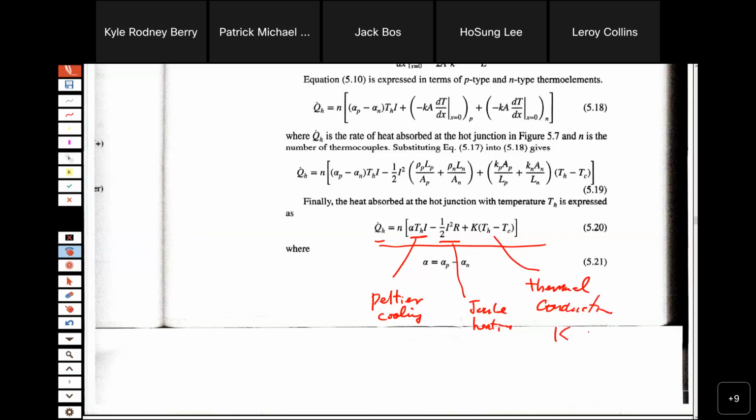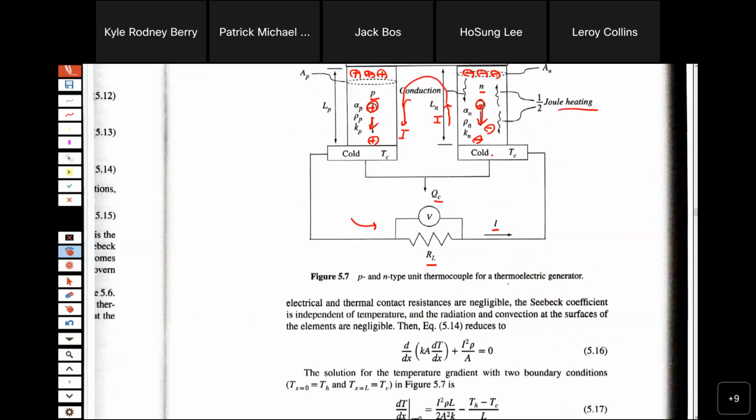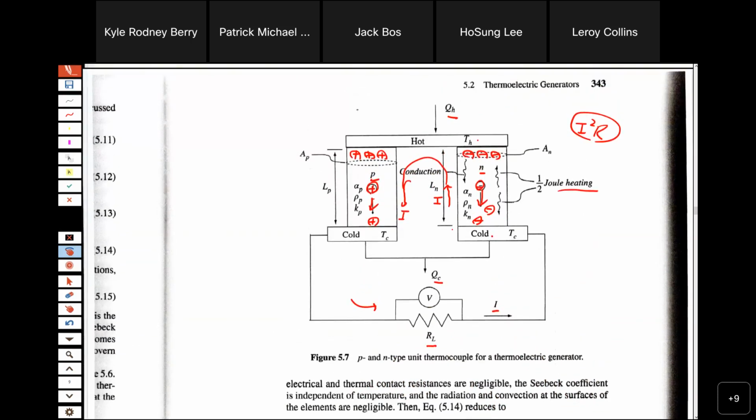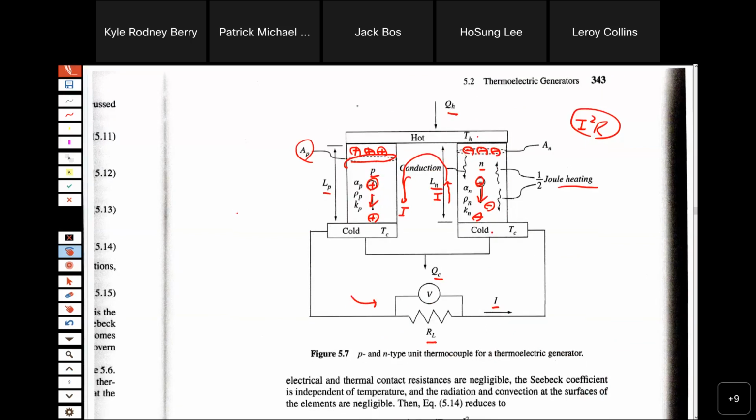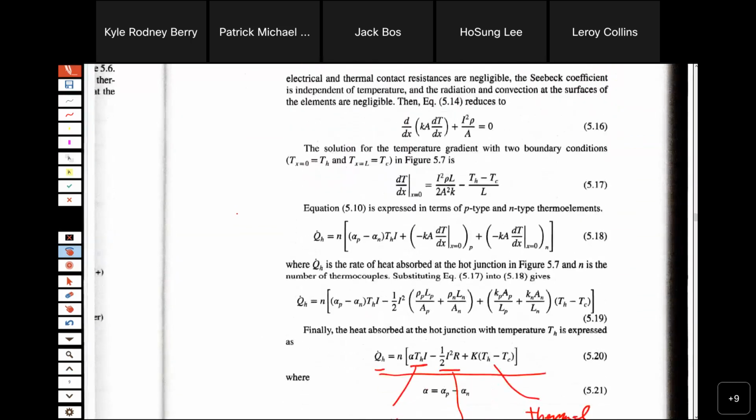So K is obviously kA over L, length. So say this is the length of the element, the N side and P side length, and A the area. So that is the conduction.